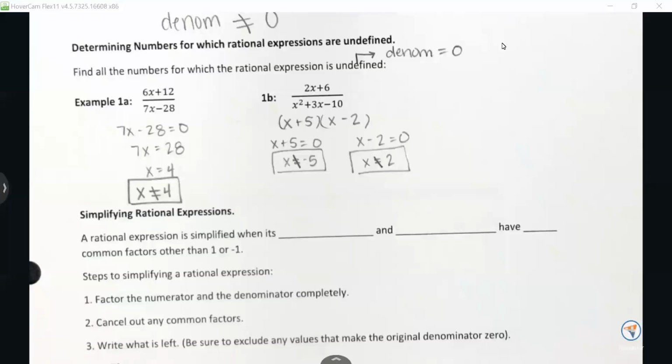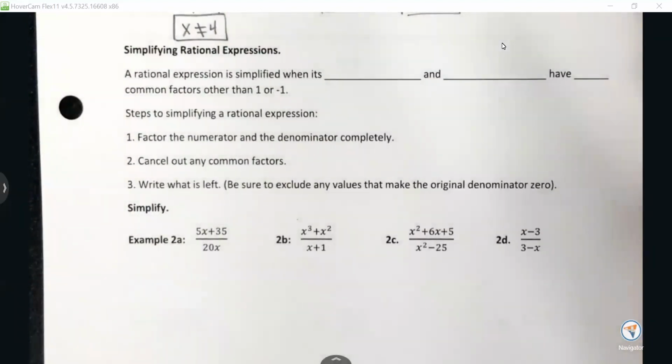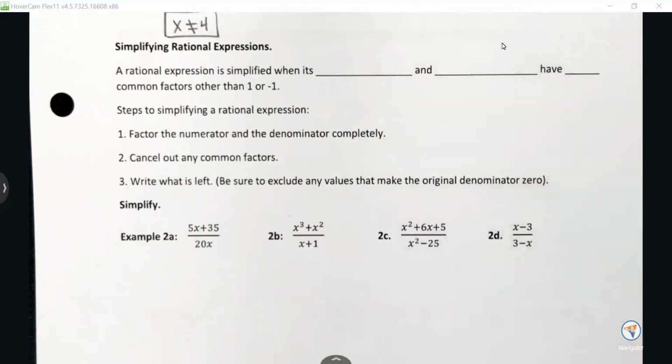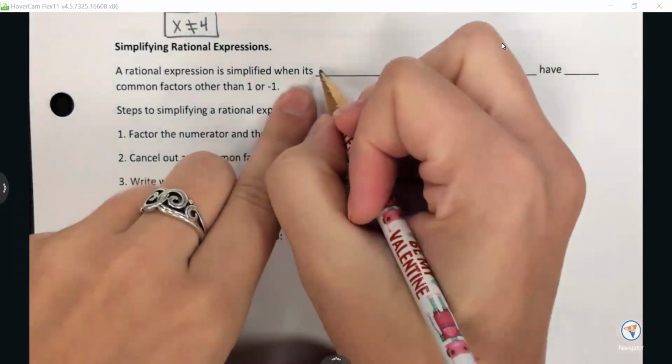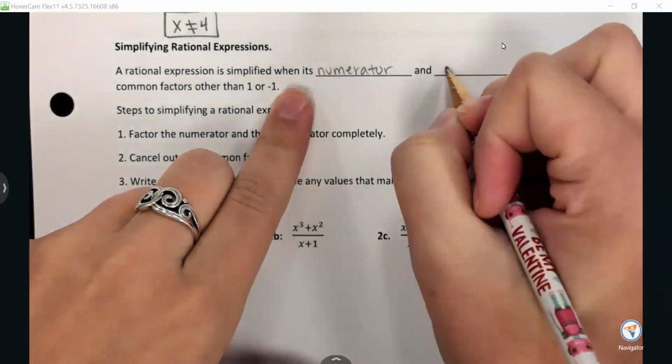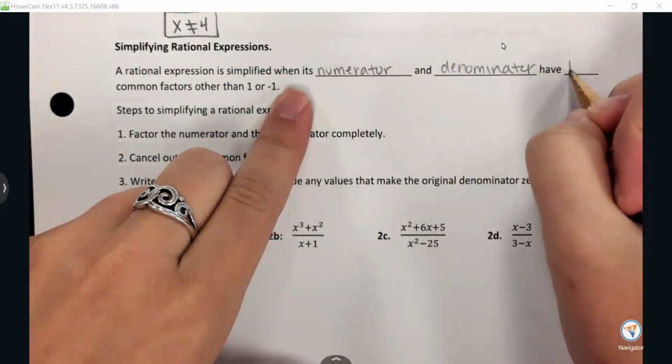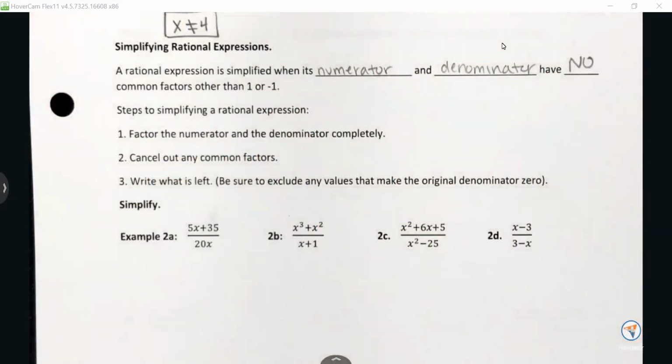So let's go to the second section. We are simplifying rational expressions, so they're not necessarily simplified for you. Okay, so a rational expression is simplified when the numerator and denominator have no common factors other than 1 or -1.